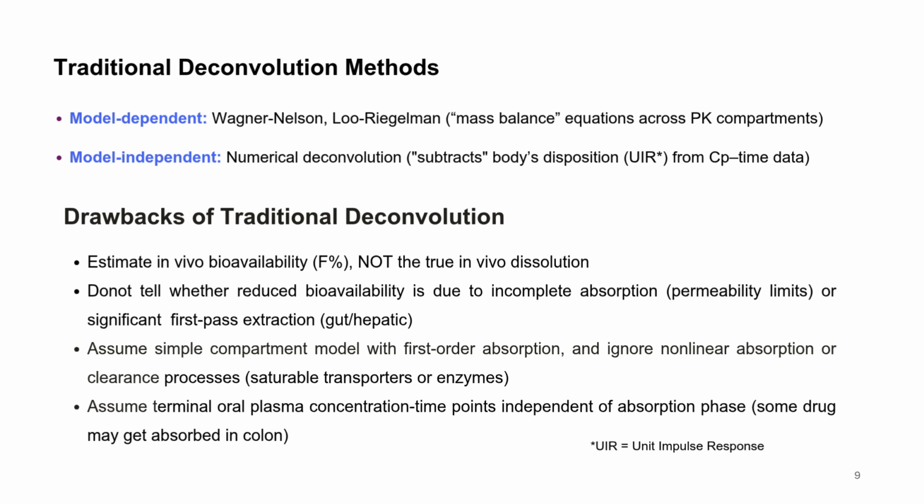However, these traditional approaches have significant limitations. They estimate systemic bioavailability rather than true in vivo dissolution. They do not tell whether reduced bioavailability is due to incomplete absorption or significant first-pass metabolism in the gut or liver. They assume a simple compartment model with first-order absorption and ignore nonlinear absorption or clearance processes due to saturable transporters or enzymes. They assume the terminal phase of the plasma profile is independent of ongoing absorption, which may not hold true if the drug is still being absorbed in the colon. Those are some pretty significant limitations. Mechanistic deconvolution addresses these limitations.